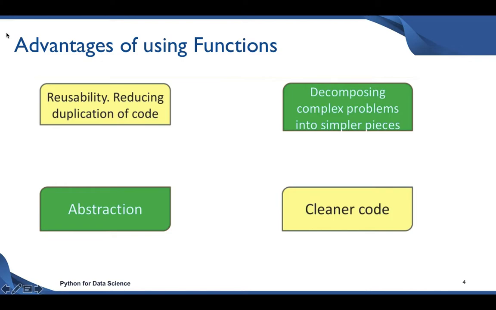And at a later stage, if we wanted to change that code, we don't need to change it at 5 or 6 places, we change it at only one place, and automatically wherever it is called, it is reflected. So that is known as reusability, reducing the duplication of code. And we have decomposed this complex problem into simpler pieces, right? Instead of again and again modifying or changing that, we need to change it once and automatically it will get reflected. We have a cleaner code, right?